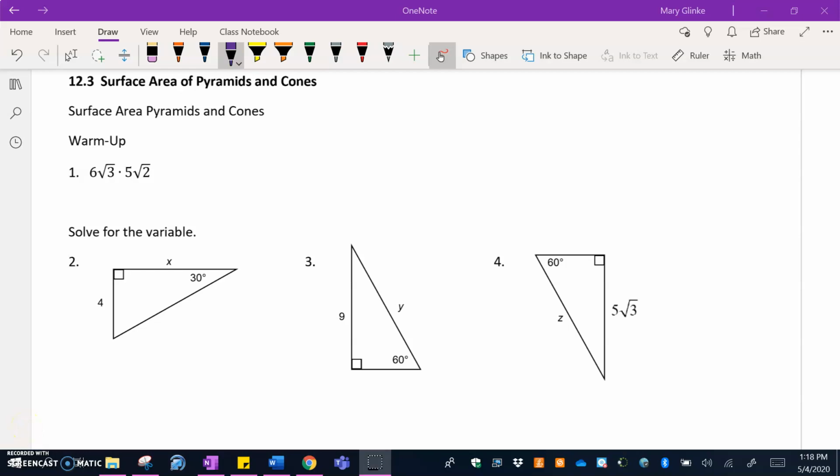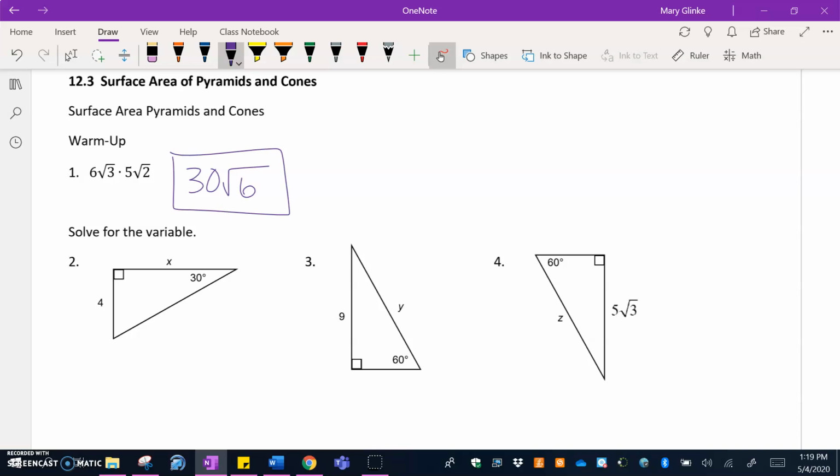Hello, today we are going to work on surface area of pyramids and cones. There are four warm-up problems here real quick, just to get us used to working with radicals one more time. For the first one, you're going to multiply the coefficients and you would get 30. You would multiply the radicands and get 6, and you would ask yourself if 6 broke down anymore. Since it doesn't, that would be your final answer.